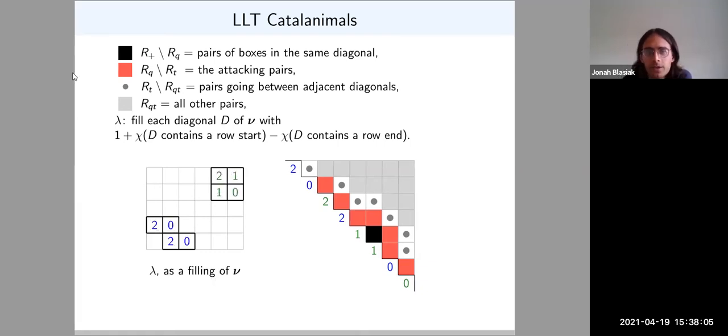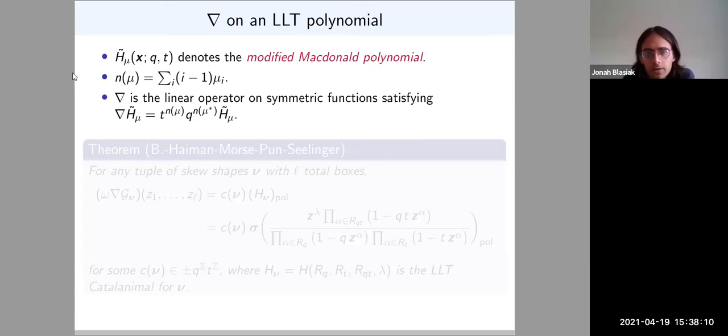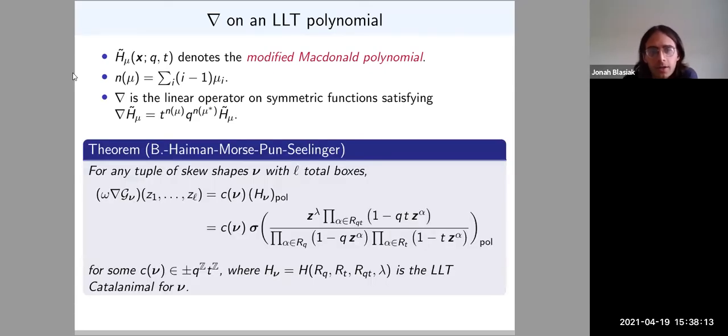Thanks, Jonah. All right, so here is our main result. Well, it's actually really a corollary to other stuff, but it's our easily said result: if you take any tuple of skew shapes nu, then omega nabla of the associated LLT polynomial is equal to the polynomial part of this LLT kettle animal that we just defined, up to some constant, some power of q and t with a sign, which we can specify, but I'm not going to tell you here.